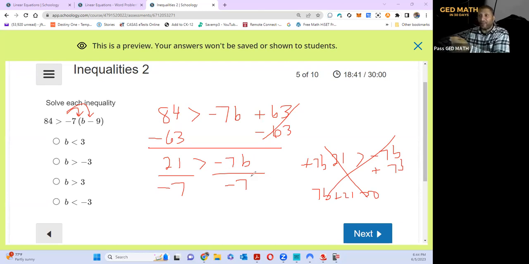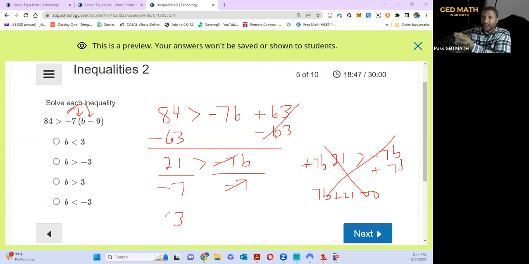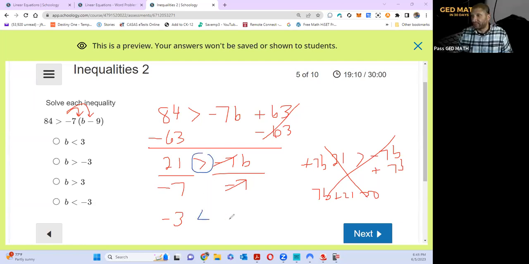So I divide by negative 7. These cancel, and 21 divided by 7 is 3. A positive and a negative make a negative: negative 3. But this is the key point that many people miss. I think Daryl asked this question. When I'm dividing by minus 7 to get the variable by itself, if I multiply or divide by a negative, I must switch the inequality. The greater than becomes less than.